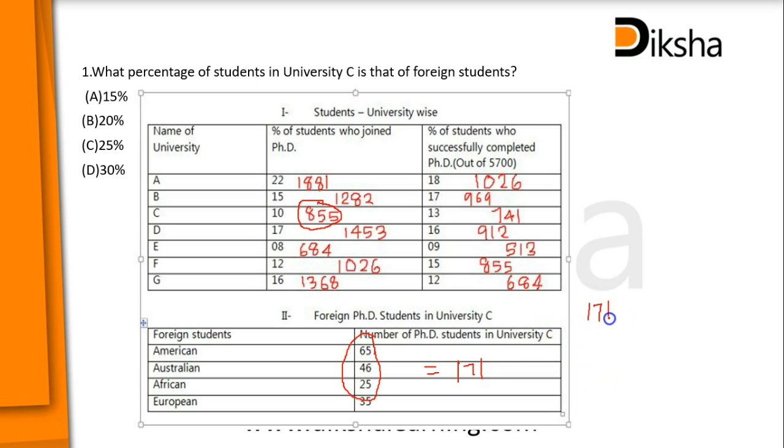That means we want to find 171 as what percentage of 855, because the total number of students is 855. So the equation is 171 by 855 into 100, you get the answer as 20%. So question number 1, what's the percentage of students in University C that are foreign? We have added the individual foreign students, we get 171. We know the total number of students in University C is 855. We find out 171 is what percentage of 855.